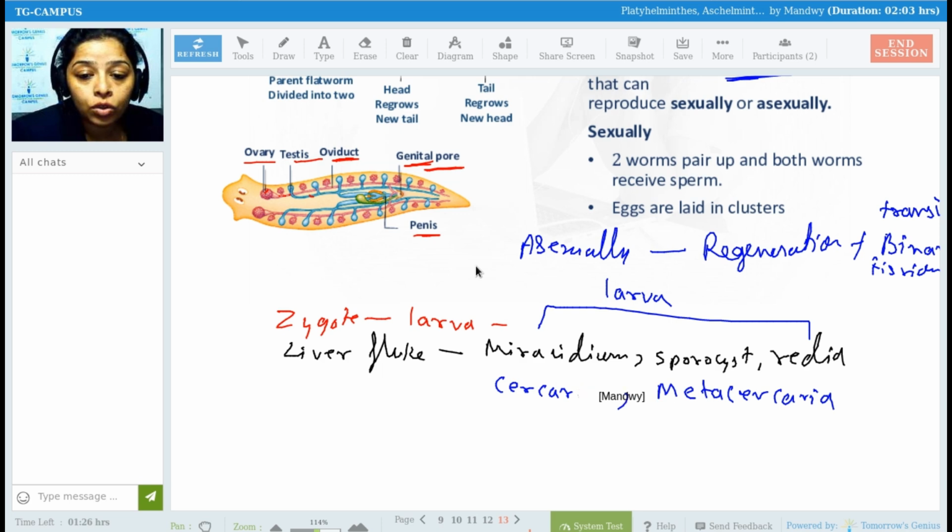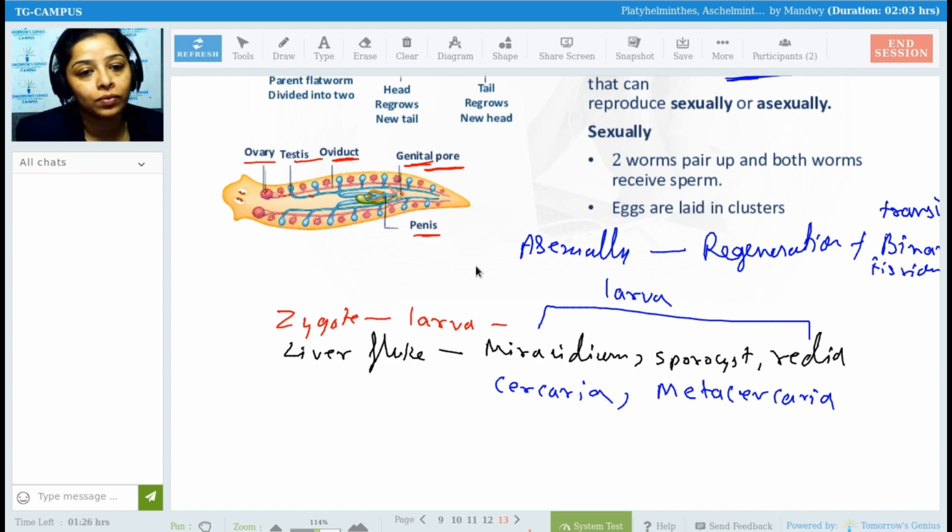It's quite difficult to remember all these names accurately. Whenever you are memorizing the names of the larvae, please write them more times, then only you will become familiar with the names. So this is about the liver fluke.